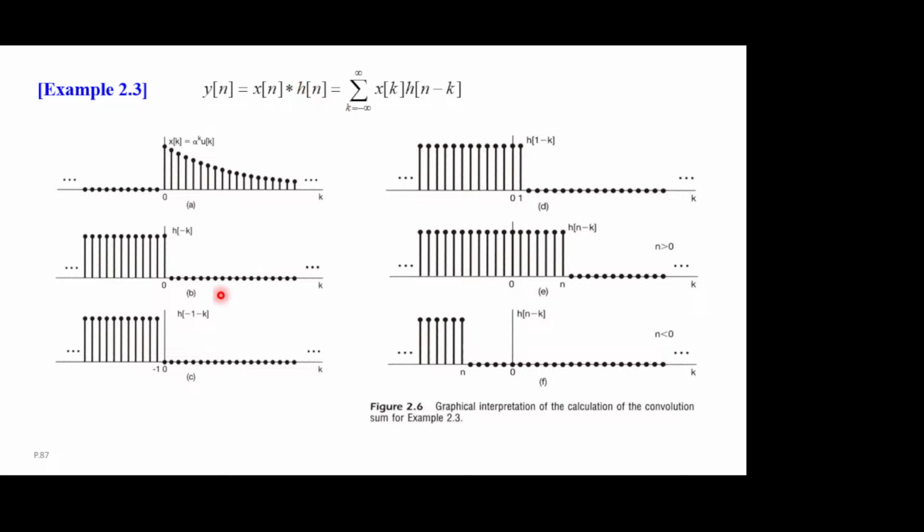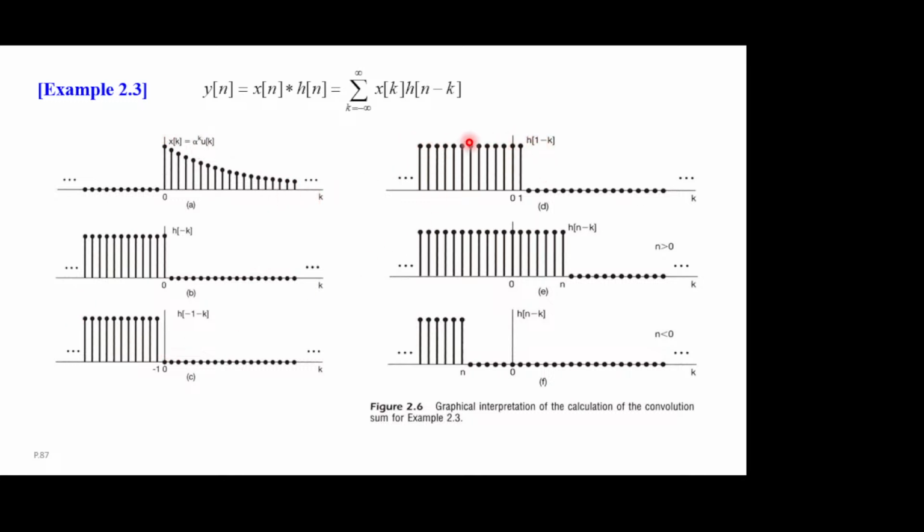And we'll have h of k. So h of minus k will be time reversal. So instead of going to the plus infinite, we go to the negative infinite. Then we see what happens if we shift this around. So we pull this around with different n. So if n is less than 0, then this h of n minus k has no overlap with x of k. So that should just be 0.